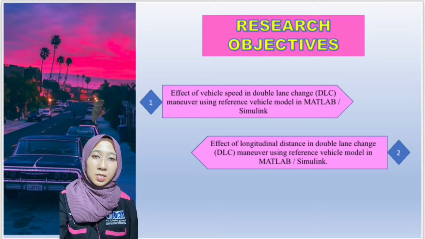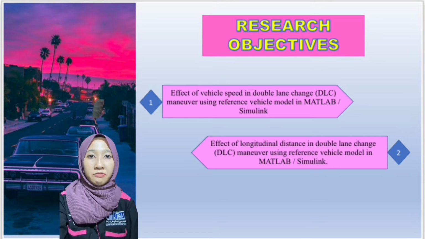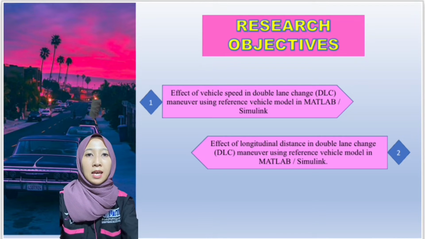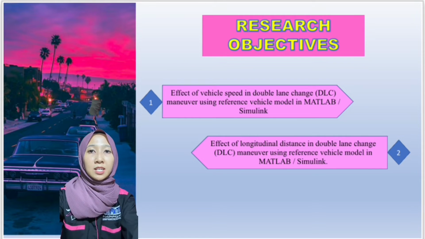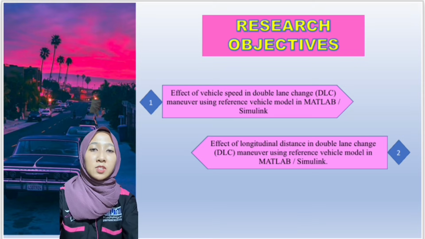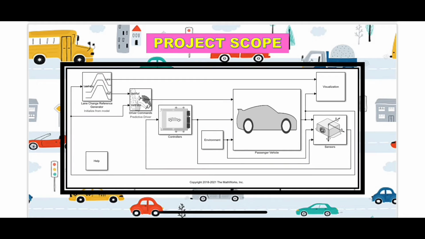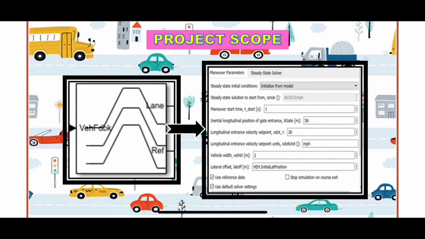The objective of this project is to investigate the effect of vehicle speed in double lane change maneuver by using MATLAB Simulink. And another one is to find the effect of longitudinal distance in double lane change, also by using MATLAB Simulink. For the project scope, a full vehicle dynamics model is used in MATLAB Simulink, and then we set up the vehicle model's parameters such as inertial longitudinal position of gate entrance, time, vehicle width, and longitudinal entrance velocity set point.